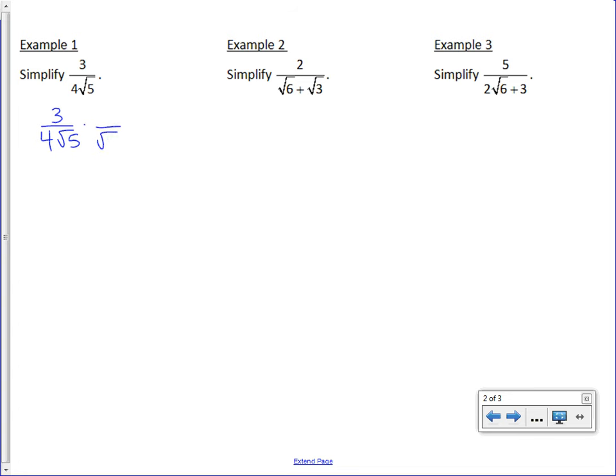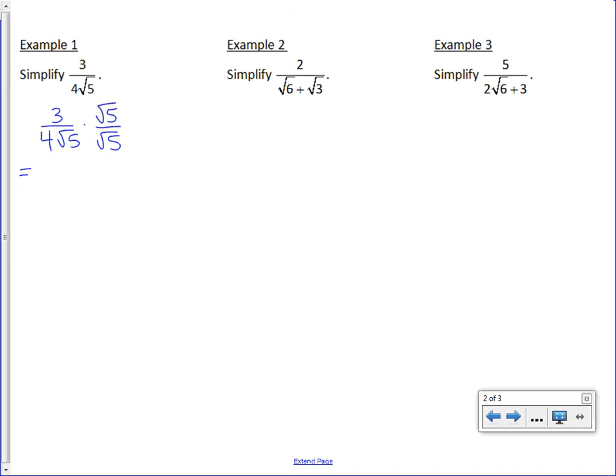So that's what I'm going to multiply by, and I'm going to do the same to the numerator. Because the only thing you're allowed to multiply a number by so it doesn't change the number is 1. So it always has to be same over same. That's what you always have to multiply by. So root 5 over root 5.